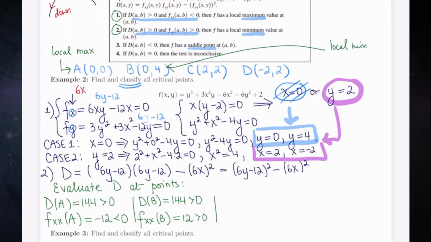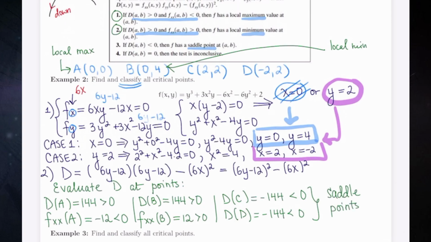All right, then D evaluated at C. I'm gonna let you figure this one out. This is -144. That's less than 0. And similarly, you'll see that D evaluated at the point D is also -144. That's also less than 0. These are saddle points. Saddle points. Okay.